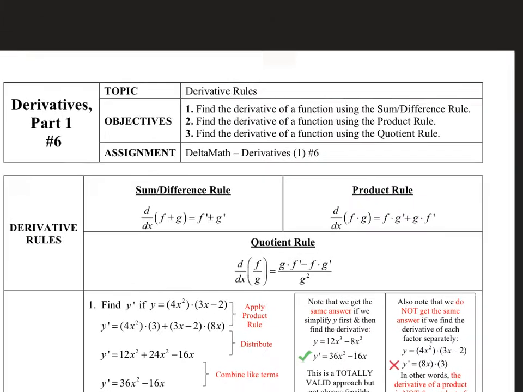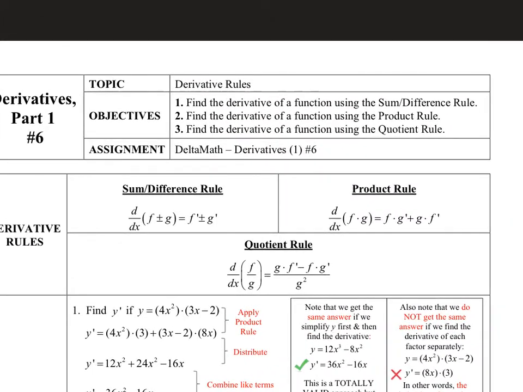Derivatives number 6 is about how to do different operations with derivatives. So we're going to learn what to do when you have to find the derivative of a sum, a difference, a product, or a quotient. We did a similar thing when we did limits.